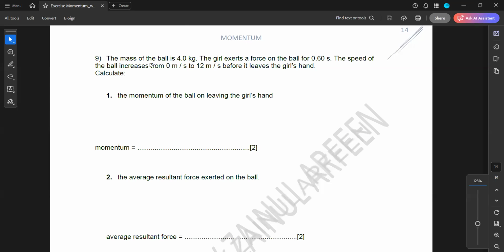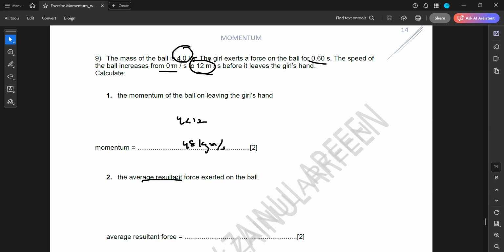Look, the mass of a ball is 4 kilograms. The girl exerts a force on the ball for 0.6 seconds. The speed of the ball increases from 0 to 12 before it leaves the hand. What is the momentum of the ball as it leaves the hand? Momentum is a product of mass and velocity. So mass is 4 and the velocity is 12. So 4 multiplied by 12 will get 48, kilogram meters per second.